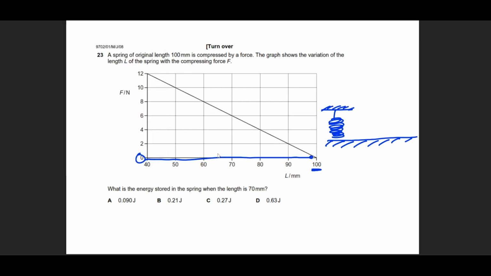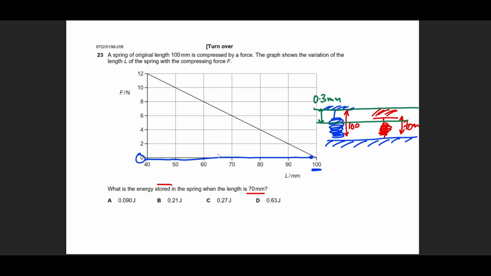So right now, at this point in time, the length of the spring is 100 because there is no force. The force is absent. Now when you apply a force on the spring, it is going to most definitely come down. He says, what is the energy stored at 70 millimeters, which means that the spring has actually been compressed. The level has come down to, let's say, 70 millimeters. So how much has it stretched? From the original position to the current position, it has been compressed by 30 millimeters.